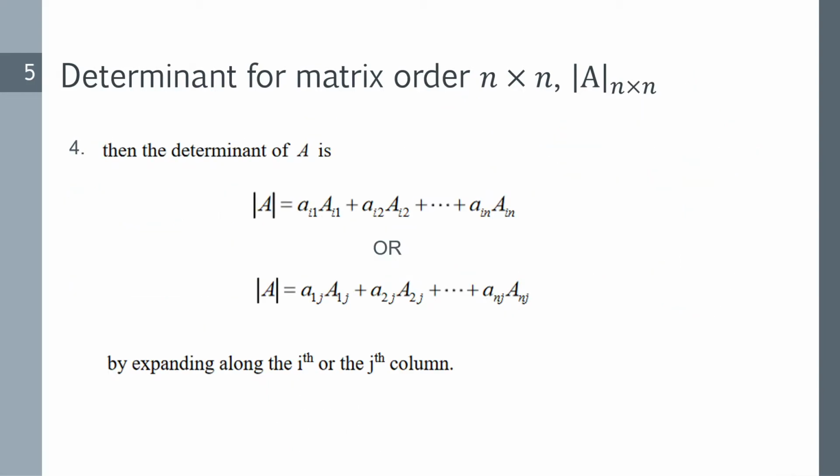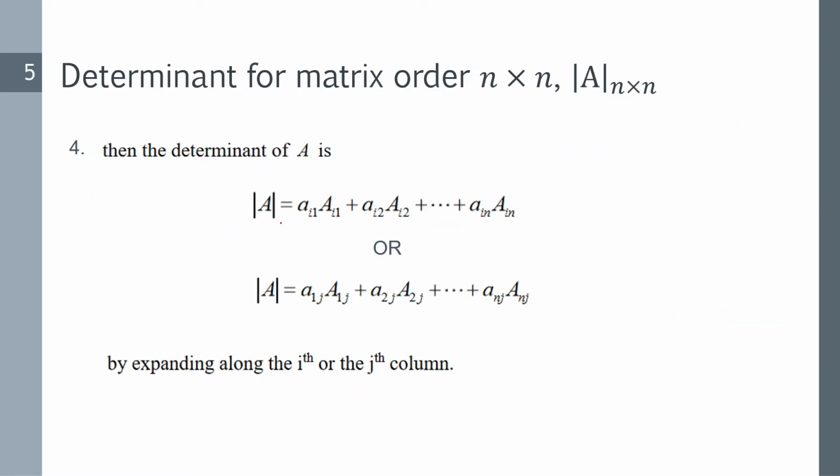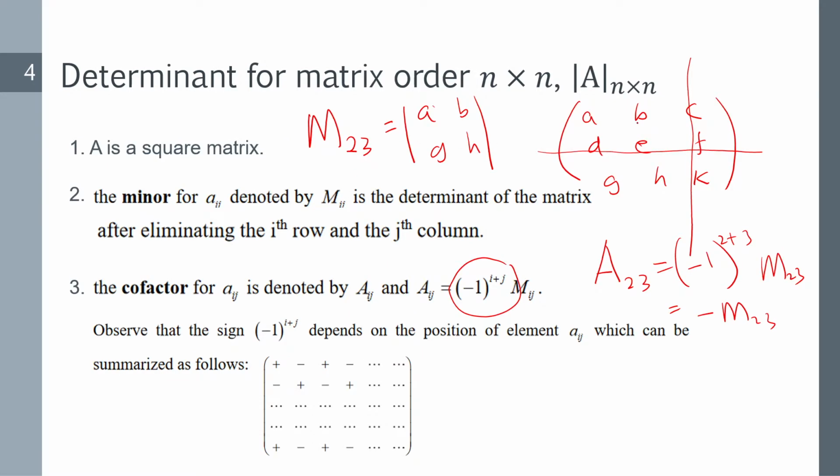After that, the last one is how you find the determinant from the information before. Our determinant is found by expanding along the ith row or the jth column. If you expand by a row, you need to find the cofactors of that row. If you expand by a column, you find all the cofactors of that column.